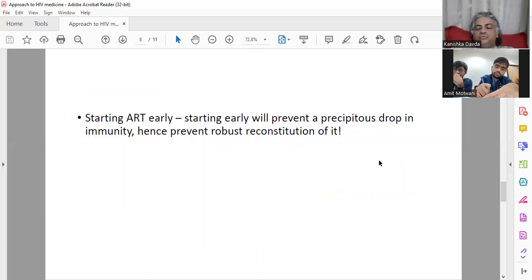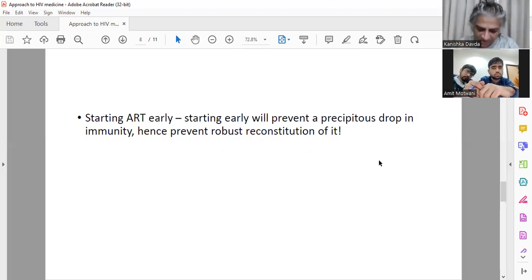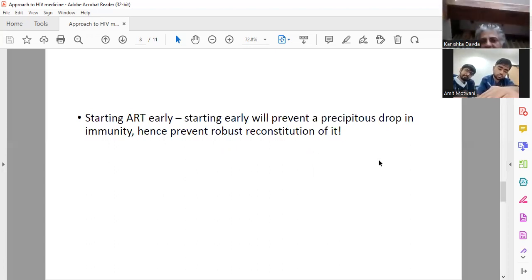So now we come to starting ART early. Starting early will prevent a precipitous drop in the immunity, hence prevent robust reconstitution of it. So that is why nowadays all the guidelines have changed. During my time, the guideline was that if CD4 went below 350 then only give ART, otherwise not. Now they all say that you start immediately. You rule out opportunistic infection and start the ART as soon as you can.